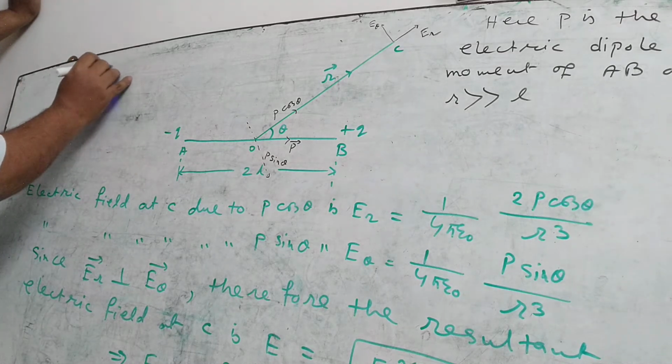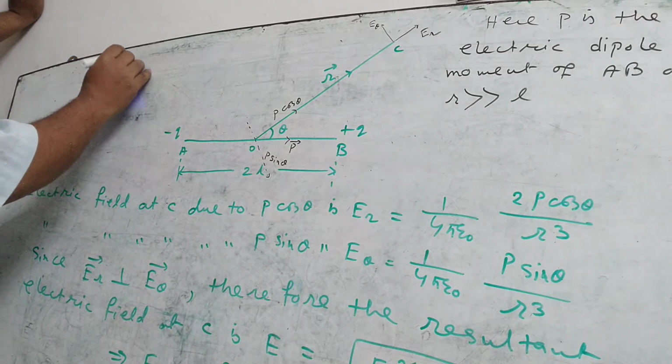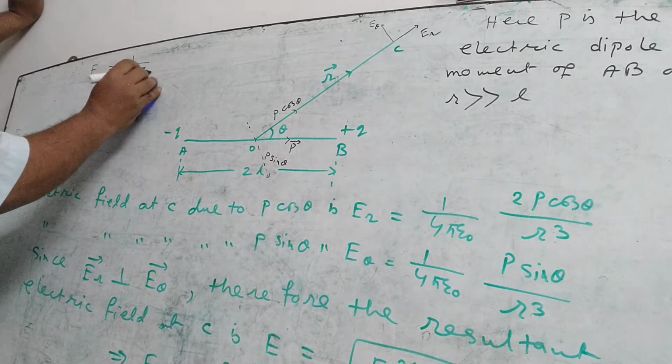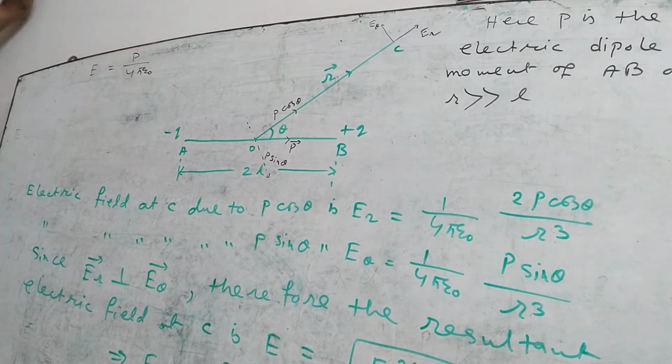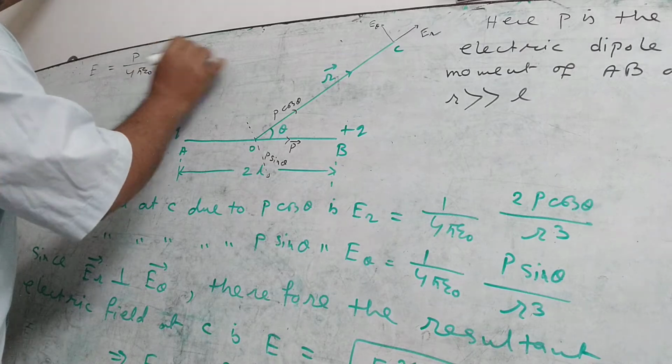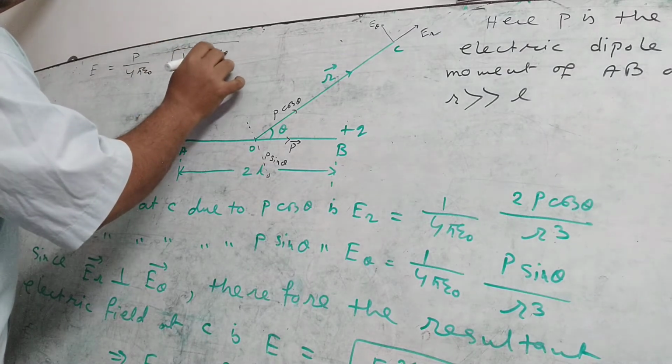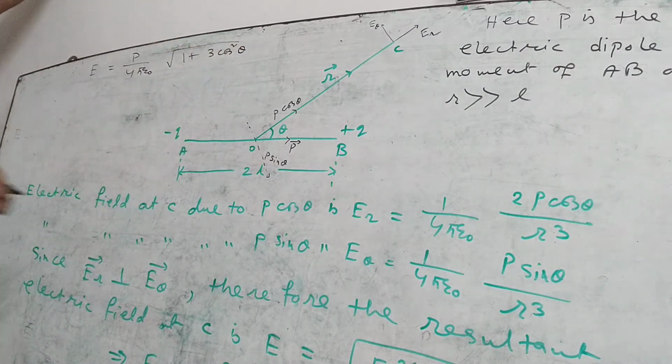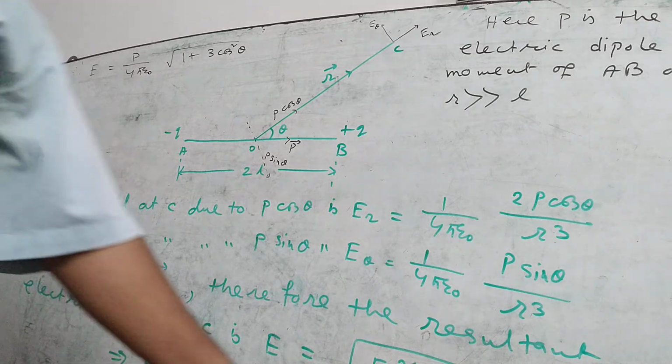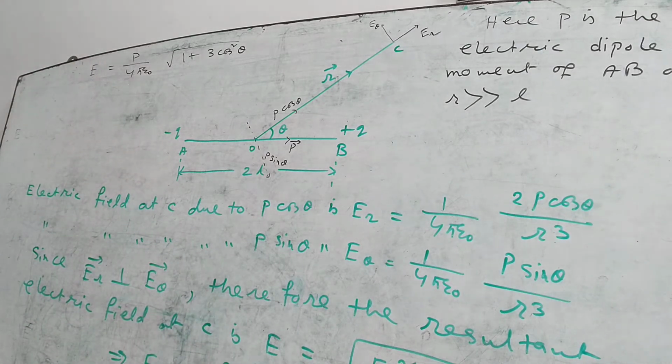Therefore, E is equal to 1 by 4 pi epsilon 0 into P by r cube under root of 1 plus 3 cos square theta, because we know that sin square theta plus cos square theta is equal to 1.